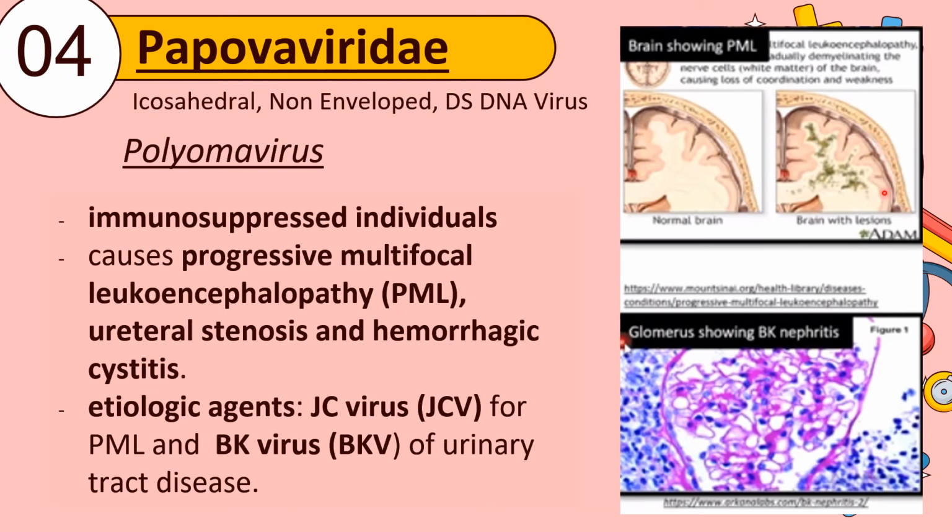In PML, or progressive multifocal leukoencephalopathy, the brain gradually loses its myelin sheaths or white matter. So as you can see, the normal brain doesn't have these green dots, which represent infection via the JC virus. This picture below represents nephritis, or inflammation of the kidney, particularly the glomerulus, caused by the BKV.